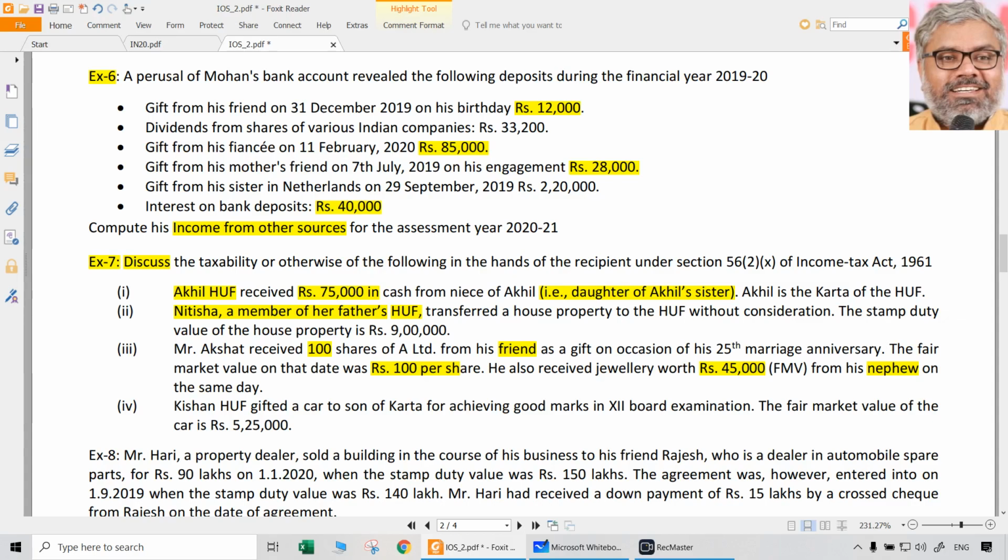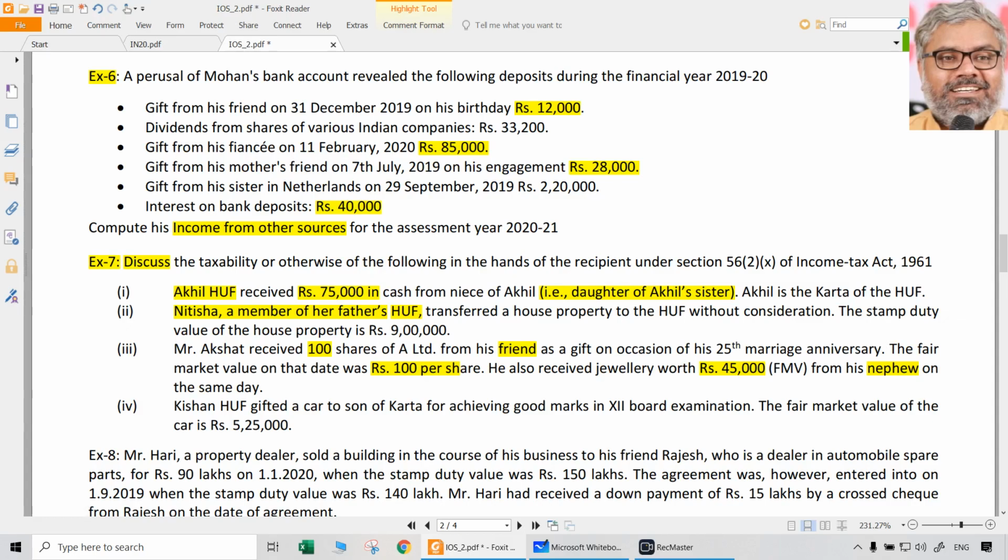So what happens here? The entire 55,000 becomes taxable, since the aggregate amount of the gift exceeded 50,000. We have to look at the aggregate amount. 45,000 individually is less than 50,000, and 10,000 individually is less than 50,000. But for that category, movable property, three categories are there. Money is one category, immovable property is one category, movable property is one category. For each category, a 50,000 limit is fixed by law. So here, the movable property total aggregate amount received by Akshat exceeded 50,000, hence the entire 55,000 becomes taxable. That is the answer for point number 3.